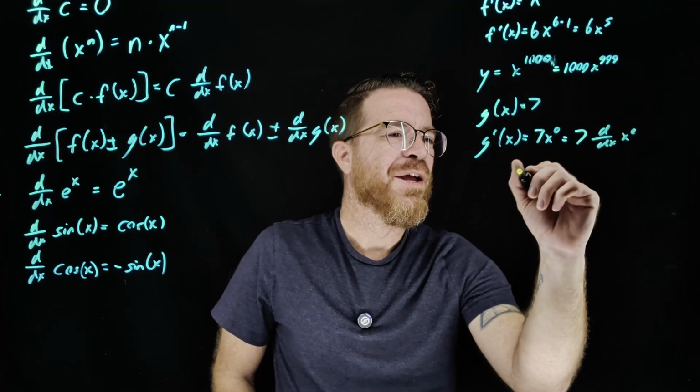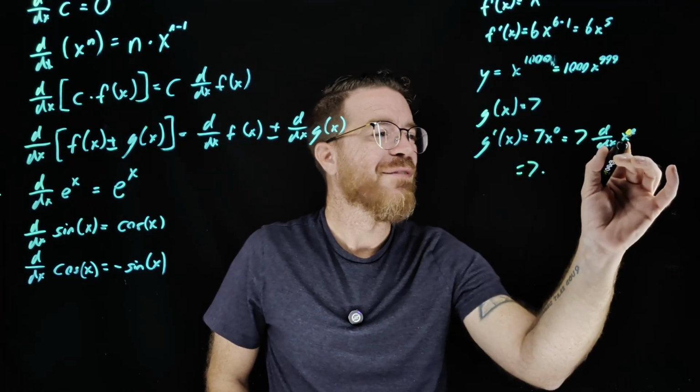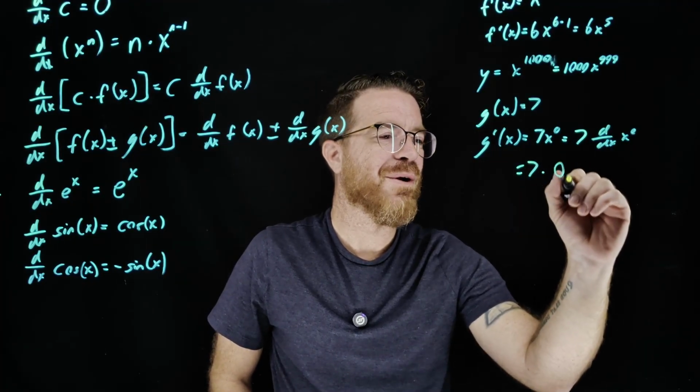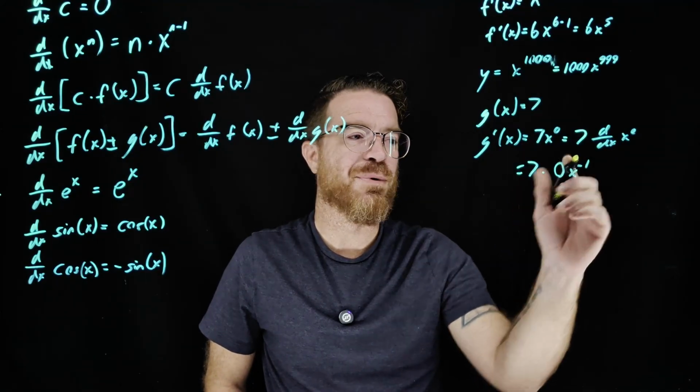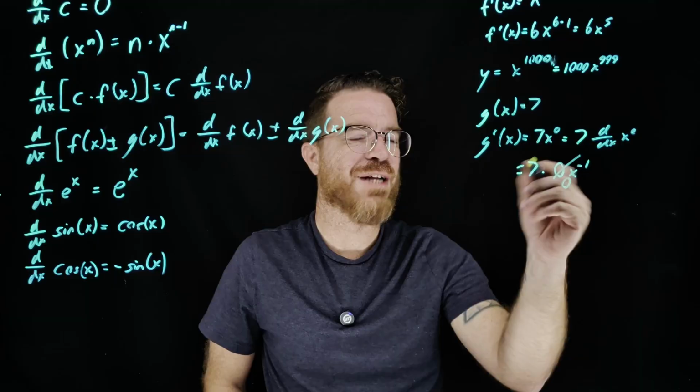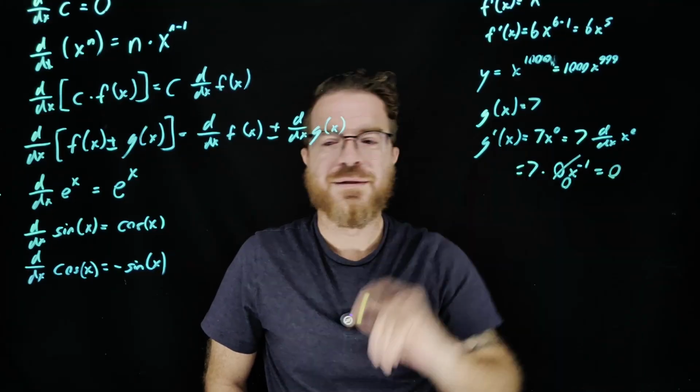So now let's do that. We have 7 times, if I have a 0 in the power, I'm going to bring that down, 0, x to the negative 1. Well, anything times 0 is going to be what? 0, and then 0 times 7 is also going to be 0.